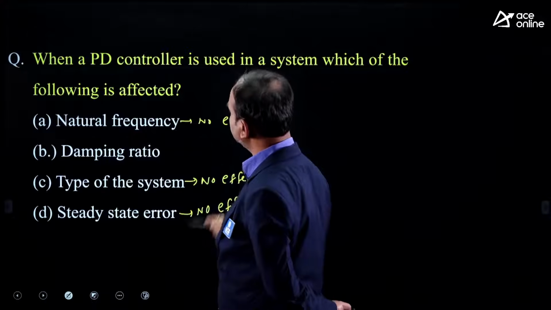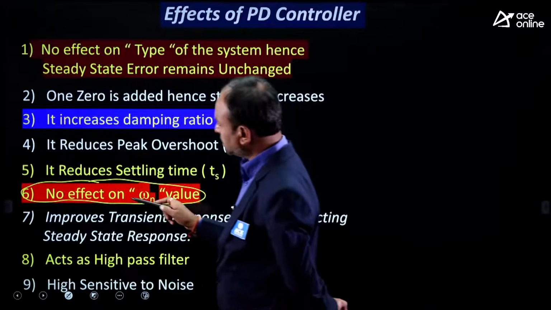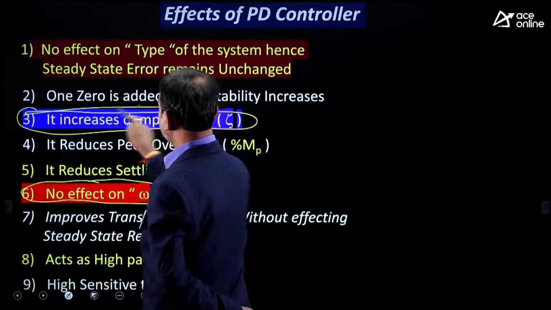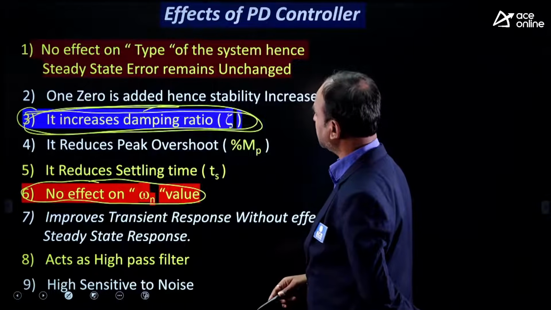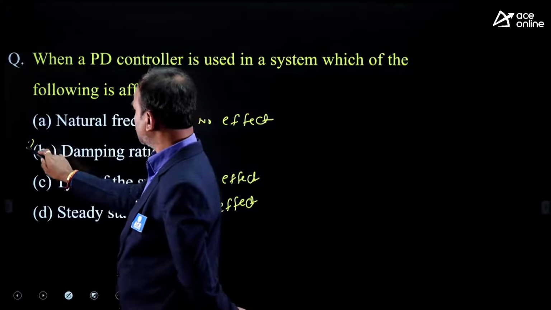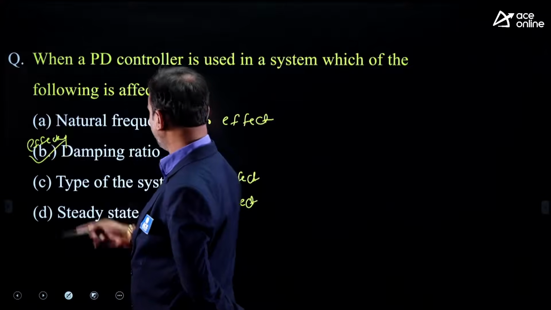Now next, observe the damping ratio. The third point: it increases the damping ratio here. Yes, the damping ratio is affected. The examiner is asking which one is affected, so obviously option B is the correct answer.